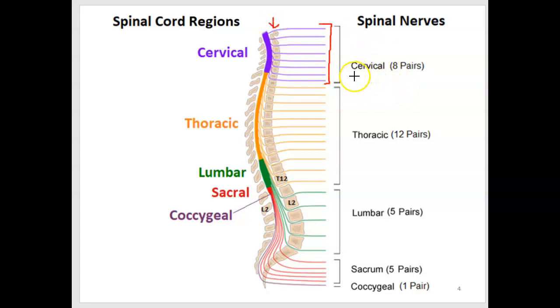Cervical nerves, there are 8 pairs that emerge between cervical vertebrae. There are 12 pairs of thoracic nerves that leave the cord between thoracic vertebrae. The lumbar spinal nerves consist of 5 pairs that leave the cord and the vertebral canal between lumbar vertebrae. The same is true for the sacral region. The nerves travel inferiorly and emerge as spinal nerves from the vertebral canal between regions of the sacrum.